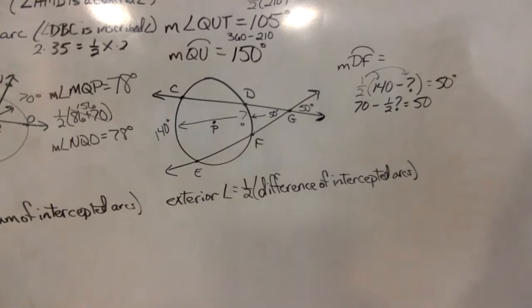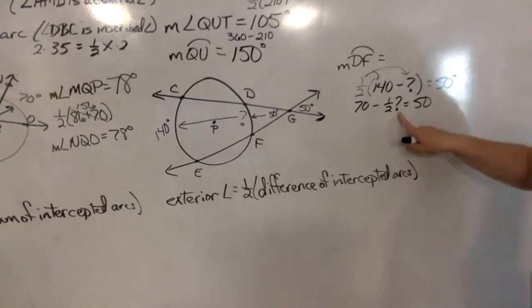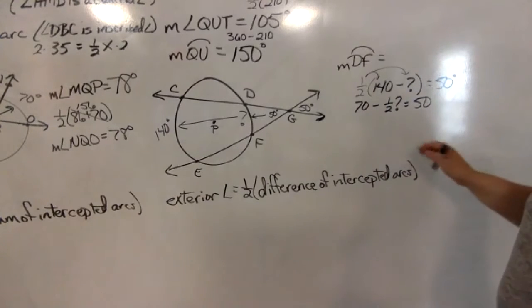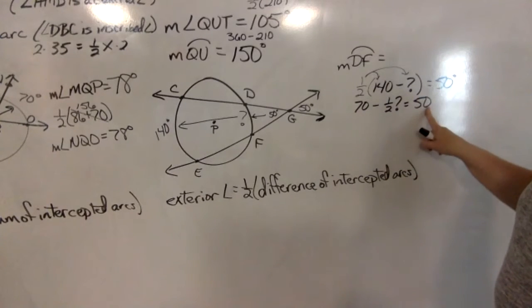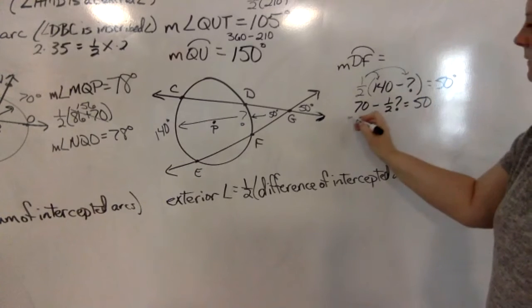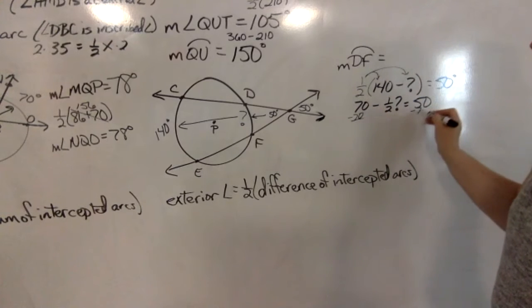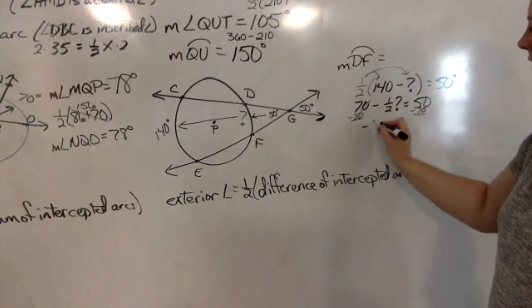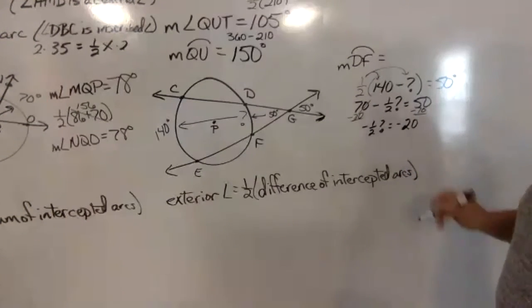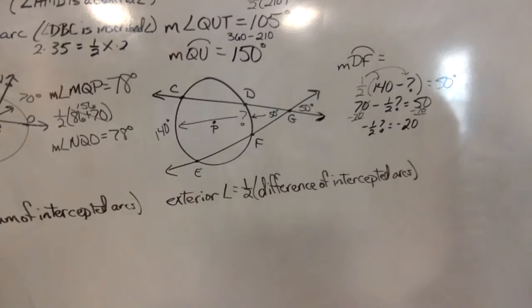Remember, your goal is to get what you're looking for, your question mark or your X or your Y, whatever letter you want to use, by itself. So I have to move 70 to the other side. If it's positive, to move it to the other side, I subtract it. 50 minus 70 is negative 20.